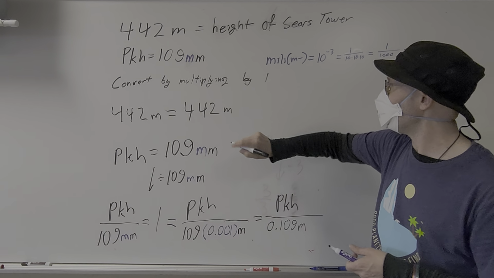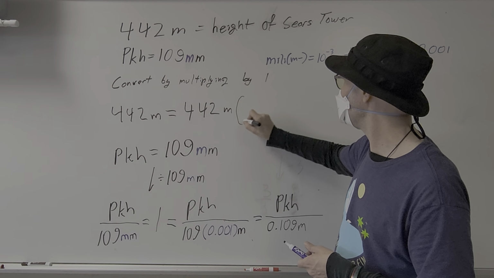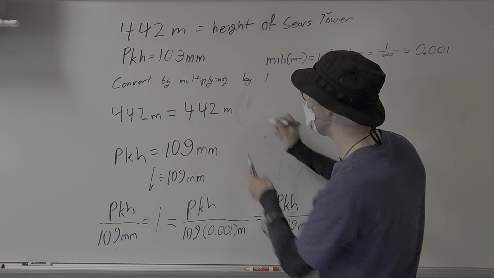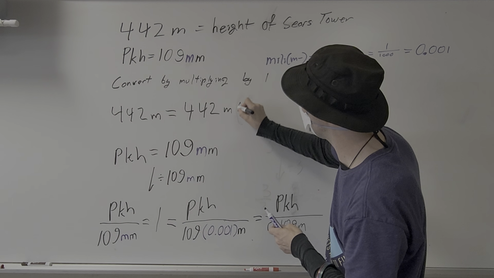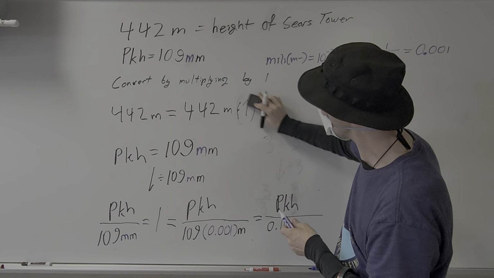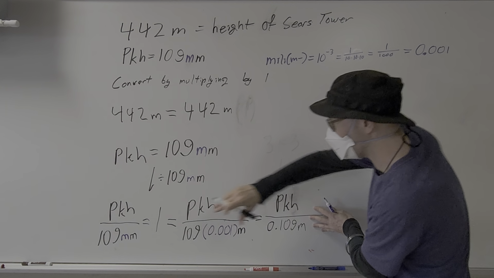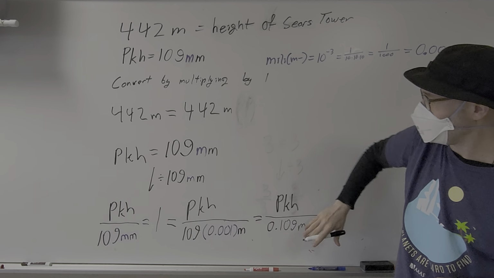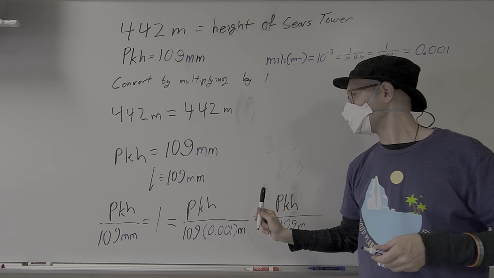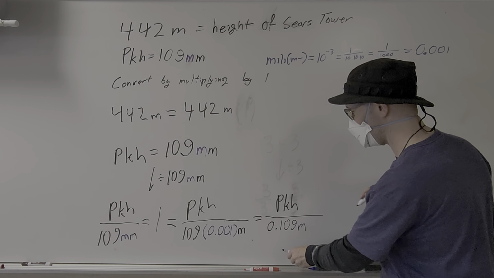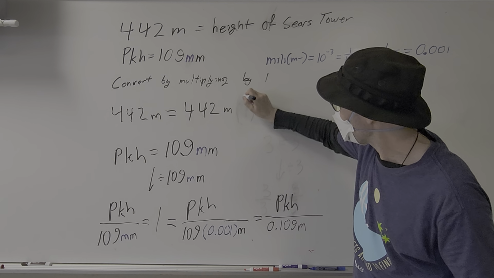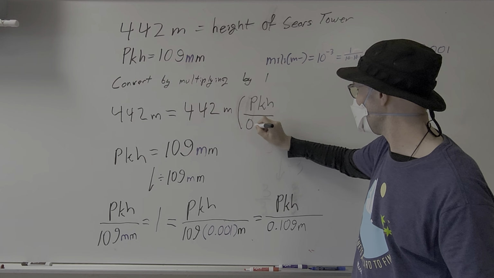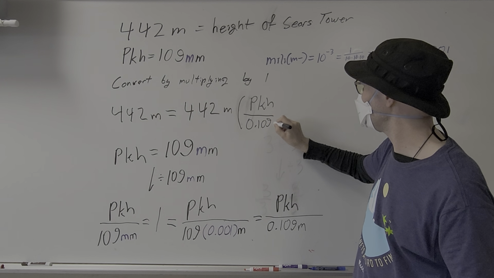Now that I have that, I can multiply this by 1. You see this value 1, so this is times 1. I'm going to use this as my 1. If things are equal, they're the same, so you can change them. We'll show that when we do the solving by substitution. So I'm going to multiply by 1 percentile hand divided by 0.109 meters.